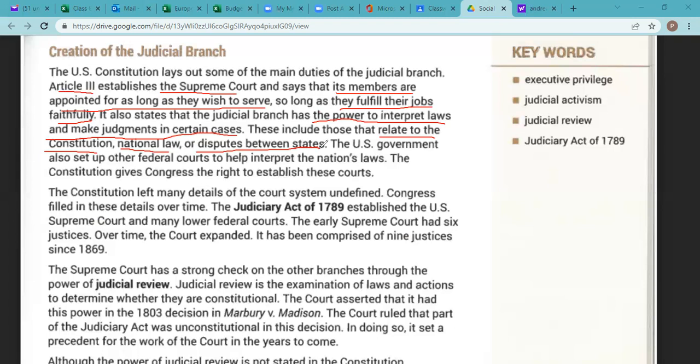Okay, so the U.S. government also sets up other federal courts to help to interpret the nation's laws. So the Constitution gives Congress the right to establish these courts. All right, so the Constitution left many details of the court system undefined. So Congress then filled in the details over time. So they came up with something called the Judiciary Act of 1789. So think about this.